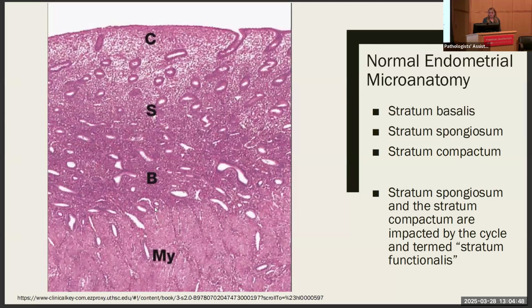Next, we'll move into some normal endometrial microanatomy. Here with the C, we can see the stratum compactum, which is the most superficial layer of the endometrium. Then we have with the S, the stratum spongiosum. And with the B, the deepest layer, the stratum basalis. The stratum spongiosum and the stratum compactum are the two layers impacted by the ovarian cycle, and they are termed the stratum functionalis. Underneath the basalis, we can see the myometrium beginning.